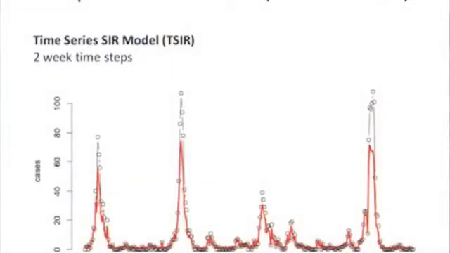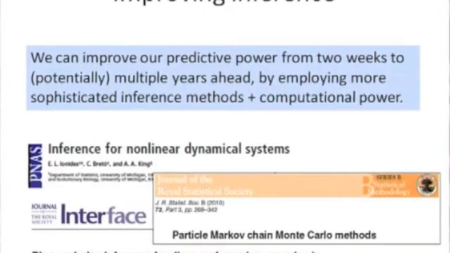So applying the one step ahead TSIR to the Japan data, we find that the model fits the data fairly well, and it's driven by the strong seasonality and transmission. The data's in black and the model's in red. The problem, however, is this model only predicts 2 weeks ahead. So we want to improve our predictive power from those 2 weeks to potentially multiple years ahead by employing some more sophisticated inference methods and also throwing some more computational power at the problem. And these methods have been published recently in the literature.